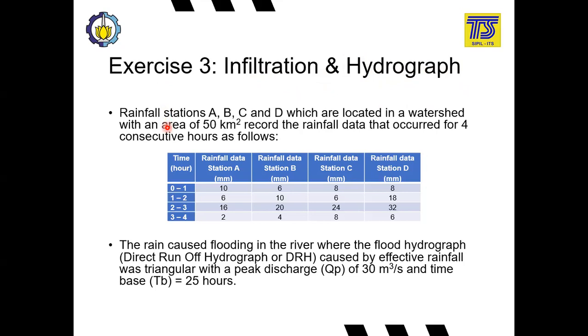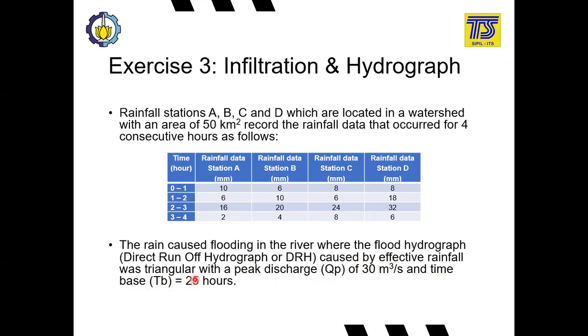We have 4 rainfall stations A, B, C, and D, which are located in a watershed with an area of 50 kilometers square. And it recorded the rainfall data that occurred for 4 consecutive hours as follows. Here we have the first hour, second hour, third hour, and fourth hour of the rainfall. And here we have the data from each station of station A, B, C, and D. This rainfall causing flood in the river, where the flood hydrograph caused by effective rainfall was triangular.